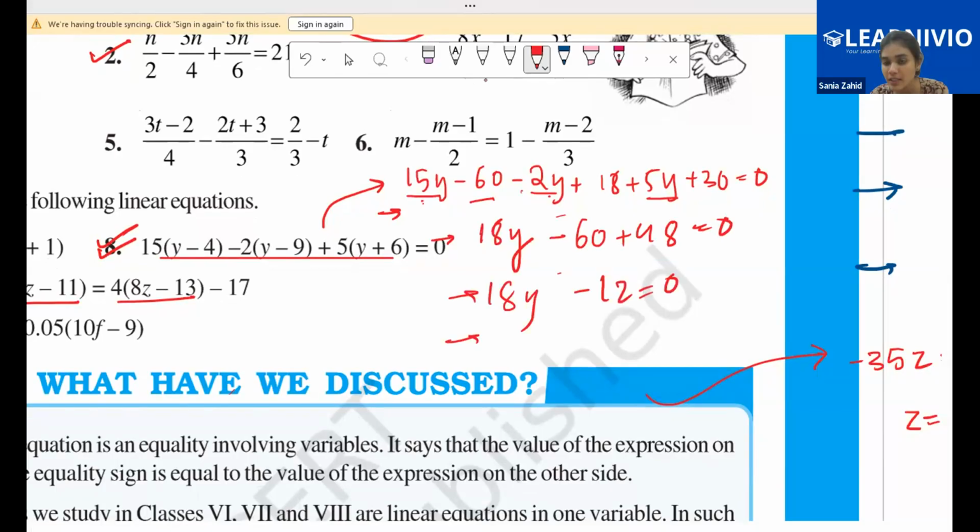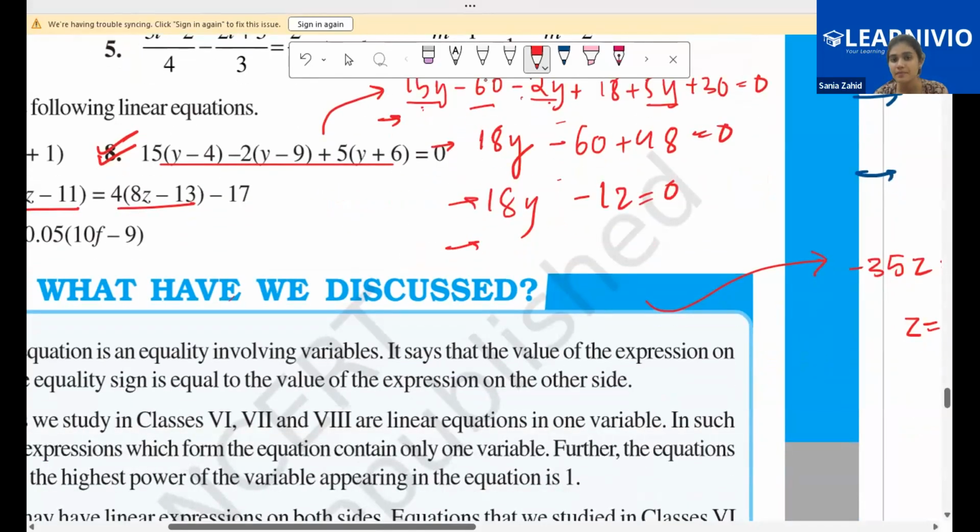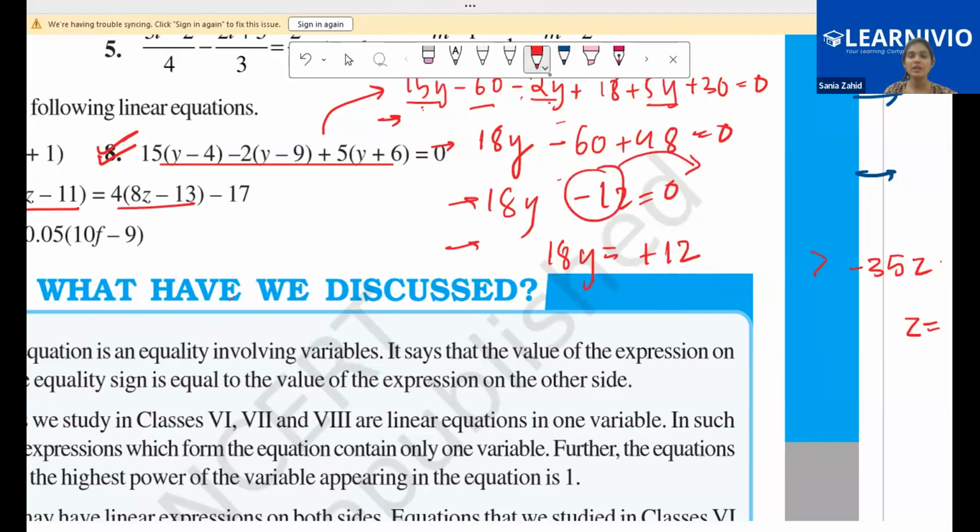Now Duha, you tell me the next step. So 18y is equal to minus 12. No, 0 minus 12. Plus 12. 0 plus 12 it will become, right? Yes, plus 12. So you're making calculation errors, especially signs. So how much is y equal to? y is equal to 12 by 18.